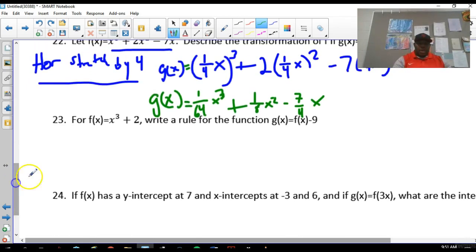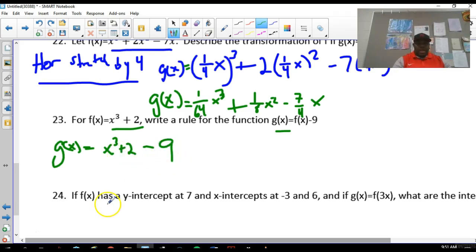All right. Right here, man, x cubed plus 2, write a rule for this function. All right, g of x, f of x minus 9. So look, listen, here's f of x. All right. We're going to move f of x down 9. All right, so g of x equals f of x minus 9. Y'all feel me? F of x minus 9. Okay, f of x minus 9.